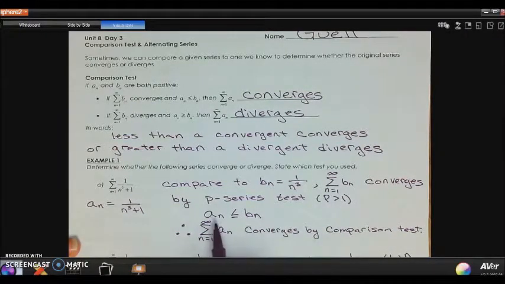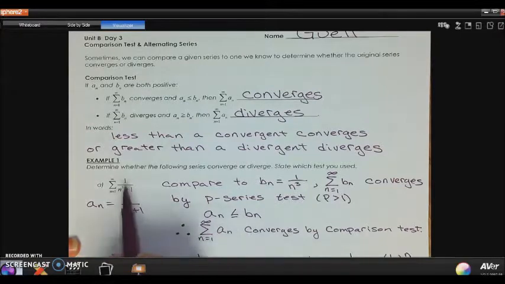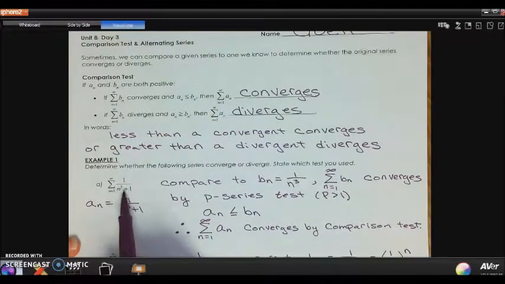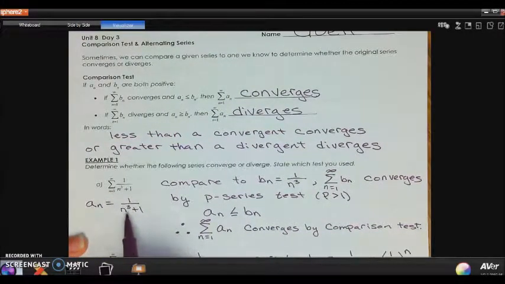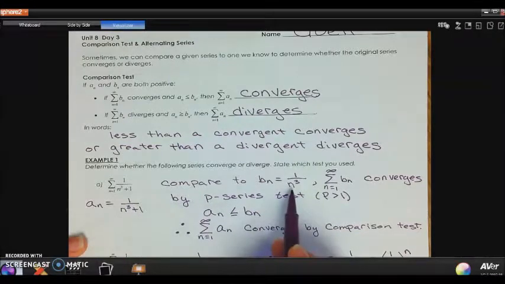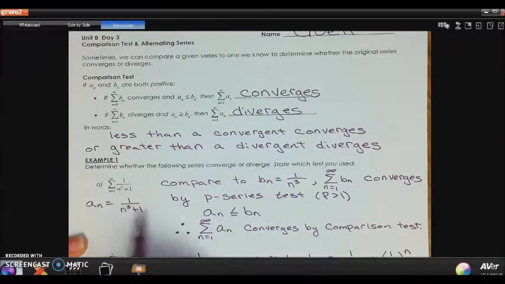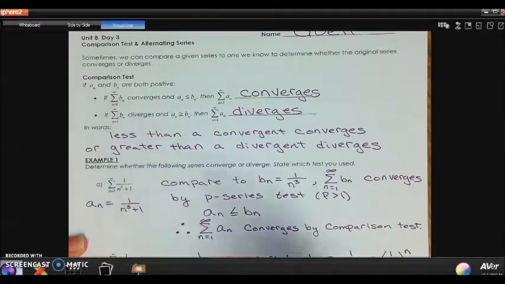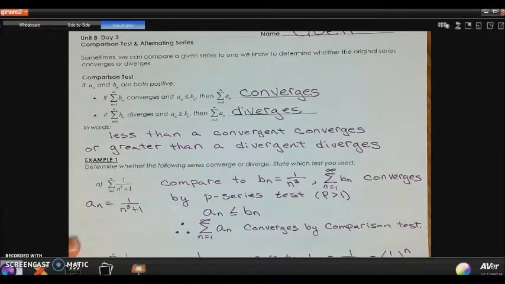Now, what else can I say about this? I need to be able to compare this to my 1 over n cubed. I know that this, which I'm going to call a sub n, is going to be smaller than my b sub n. How come? Because if I add 1 to the denominator, the whole thing decreases in magnitude. So a sub n is less than b sub n, and it meets the conditions for my comparison test. Since a sub n is smaller than b sub n, and I know b sub n converges by some other test, I can also conclude that a sub n converges by the comparison test. So that's what I did there.